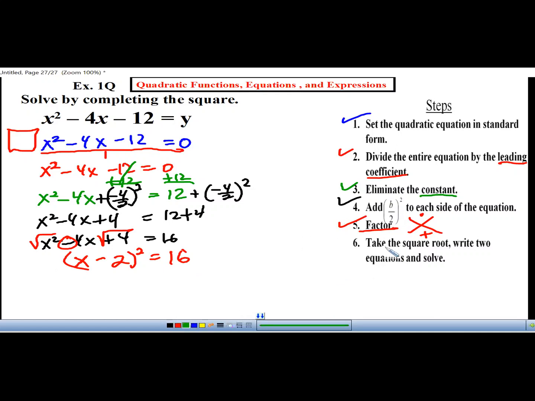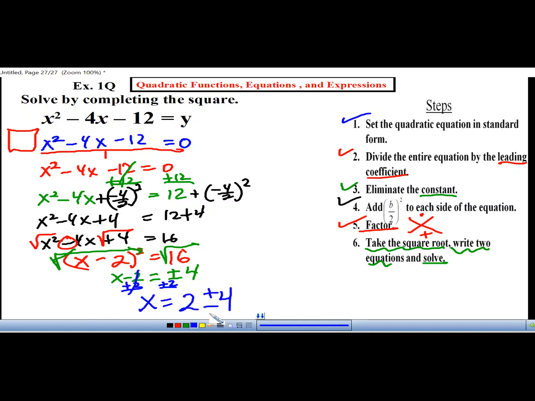And the last steps, what do we do? We take the square root. Why? Because we need to get rid of that squared. We solve for x, and then at the end we write two equations. So let's see. Square root of the left, square root of the right. So the square root cancels the squared. We're left with x minus 2 equals square root of 16 is plus minus 4. Let's solve for x. So to leave x by itself, I need to add 2 to each side. So I'm left with x equals 2 plus minus 4.